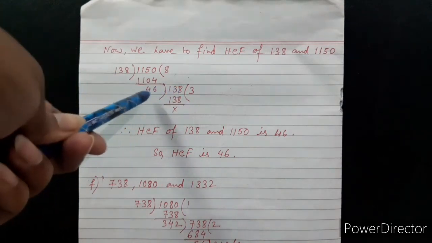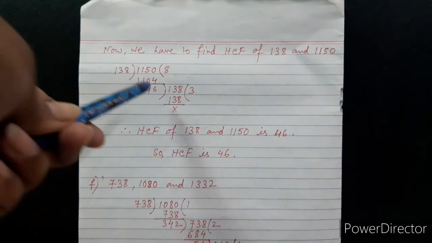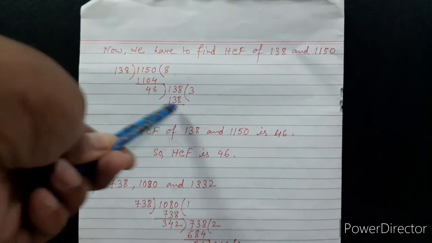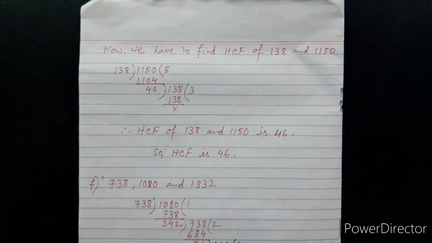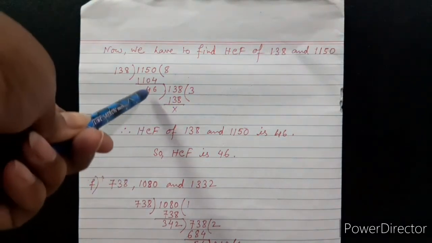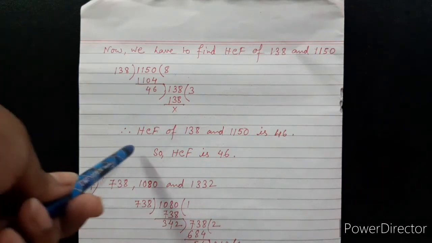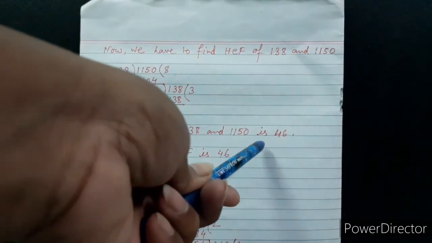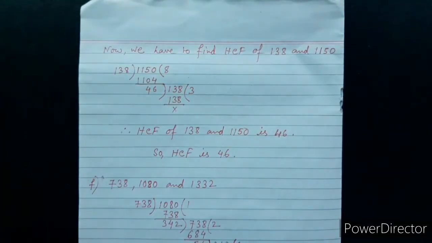So, we divide 138 by 46. 46 3s are 138. We get 0 as remainder here. So, we stop the division. Our final divisor is 46. Therefore, the HCF of 138 and 1150 is 46. So, the HCF of three numbers 690, 966 and 1150 is 46.